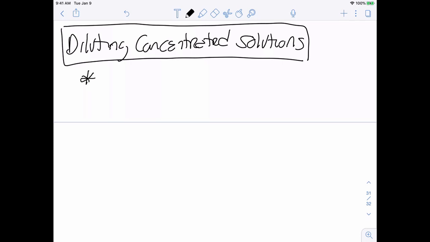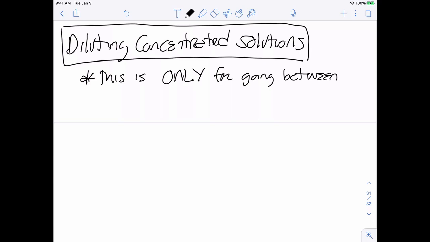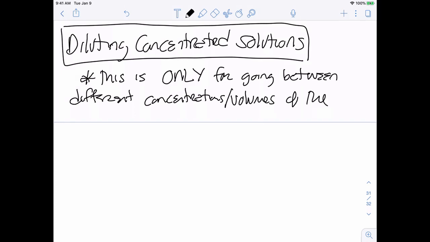This is only for going between different concentrations or volumes of the same substance.